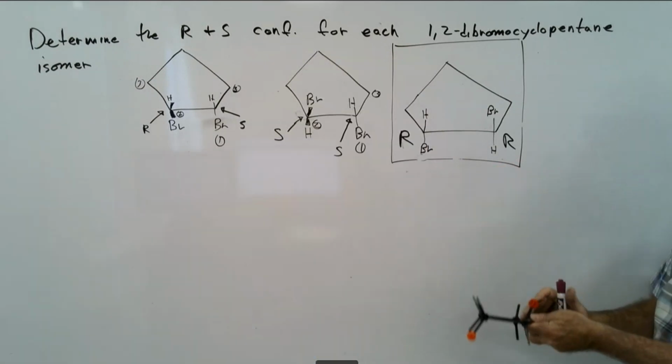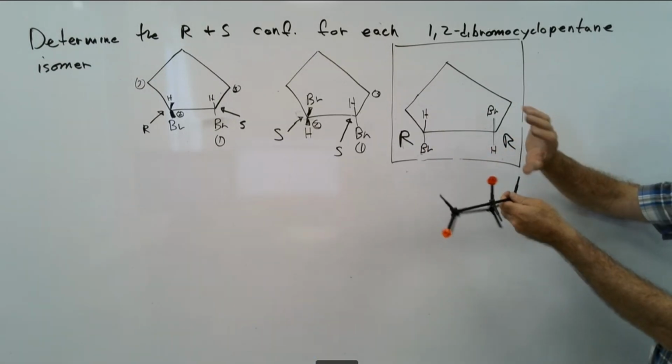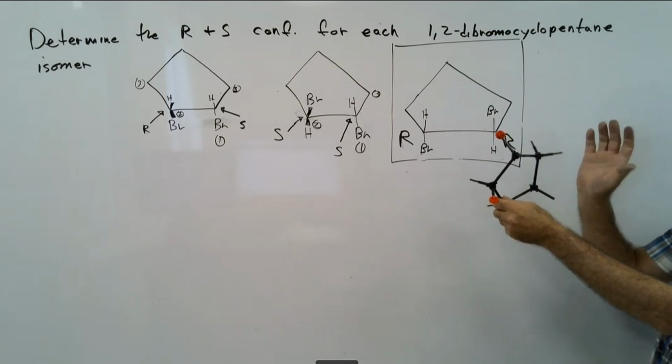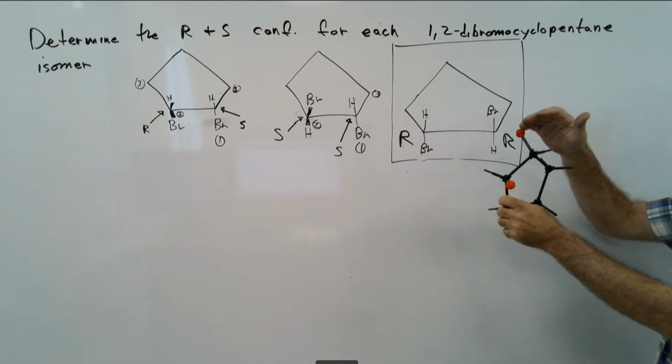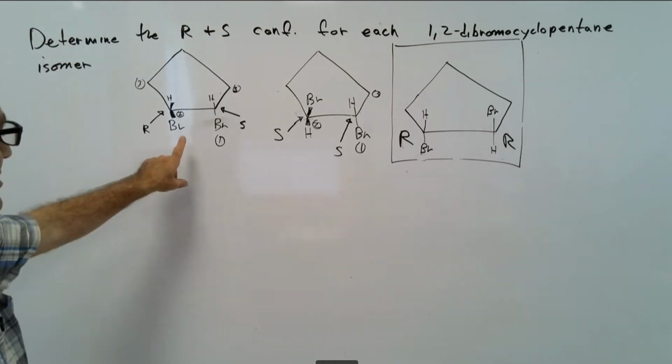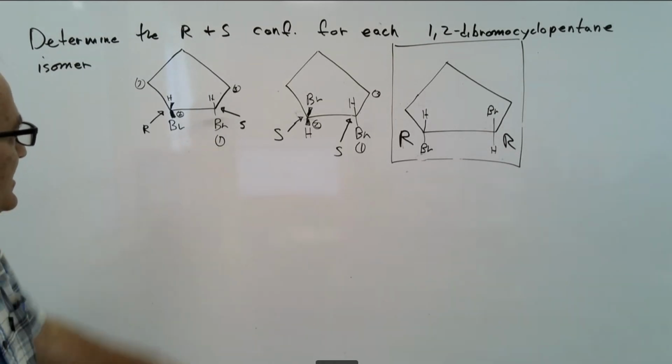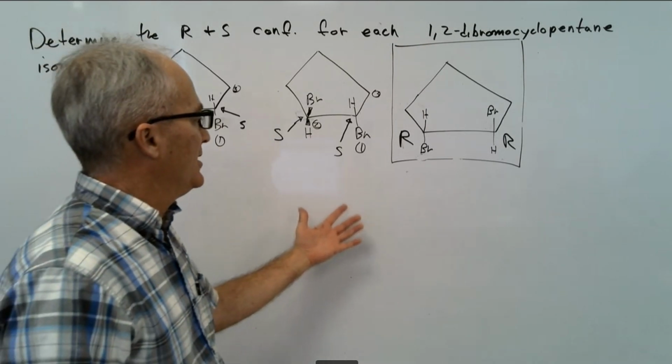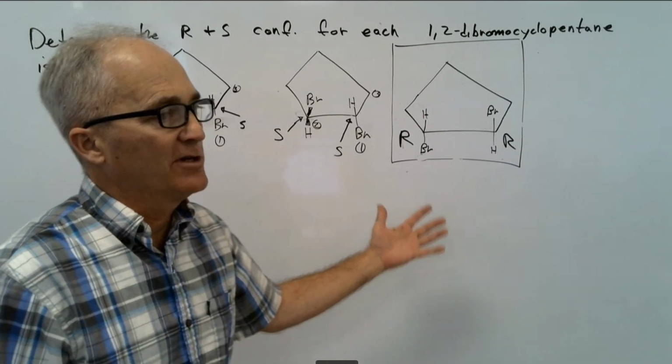Bromine's going up. Let me get my right hand. Put my hand in the direction of the hydrogen. And we can see my hand's going to go first priority, second priority, third priority. So the cis is R,S. The trans, we have 2 enantiomers. One is S,S and one is R,R.